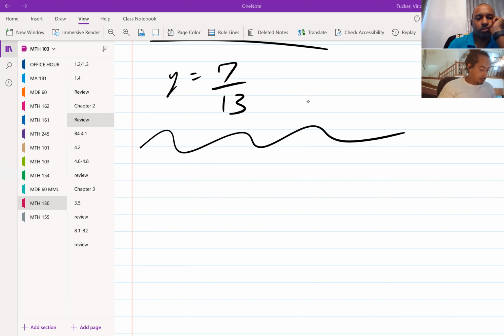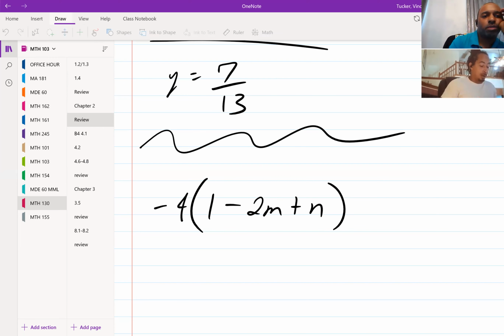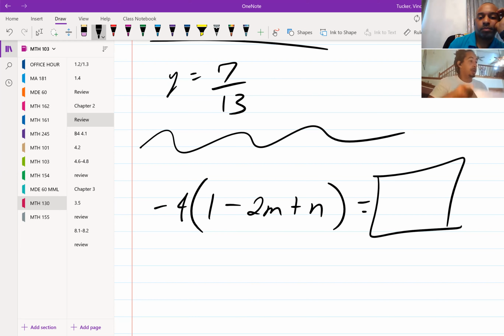All right. So the problem is -4 parentheses 1 minus 2m plus n. That's it. Okay. So here they don't want you to solve, they just want you to distribute. It has an equal sign at the end. But it doesn't have anything over here though, right? Not sure about that. I'm reading from my paper.